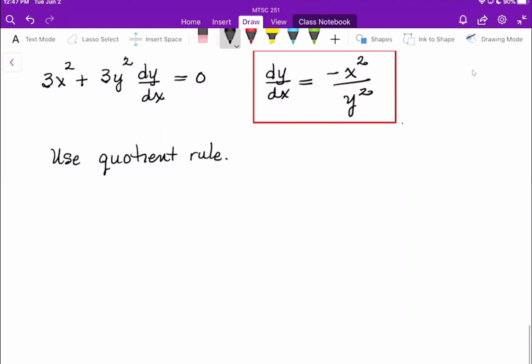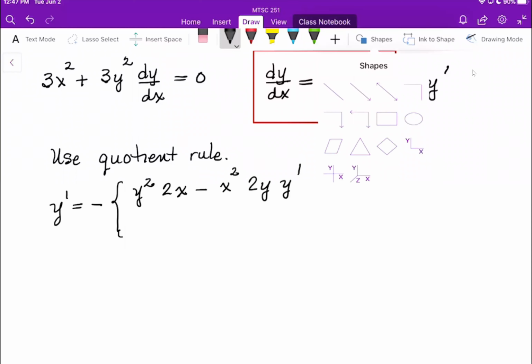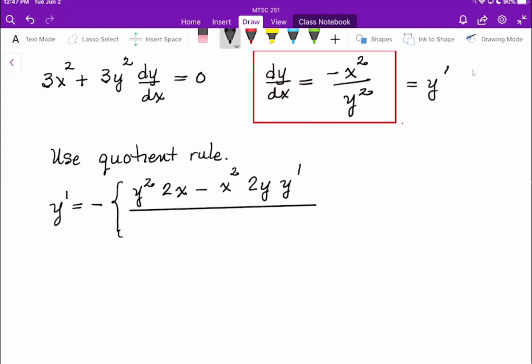Okay, so when we use the quotient rule, we're now going to get the second derivative. Remember this is y prime, we use the short notation. So the second derivative is going to be, let's take the minus out because we know we're going to get negative. So it's the bottom, which is y squared, times the derivative of the top, which is 2x, minus the top, which is x squared, times the derivative of the bottom, which is 2y times y prime. And all of that is divided by y squared squared, or y to the fourth.